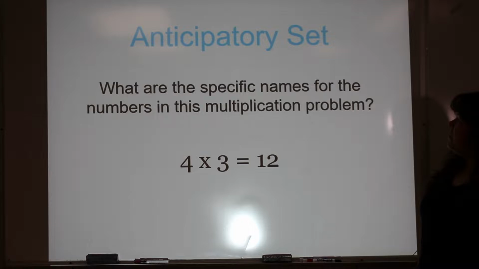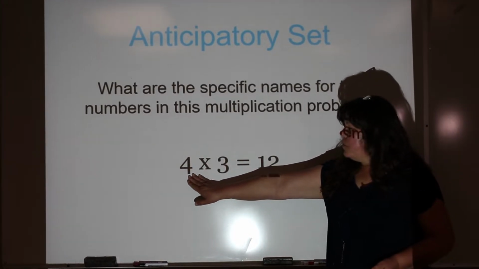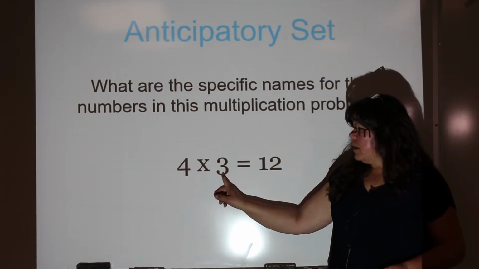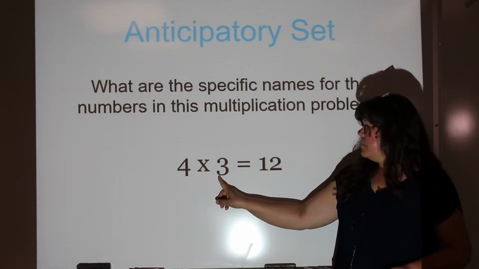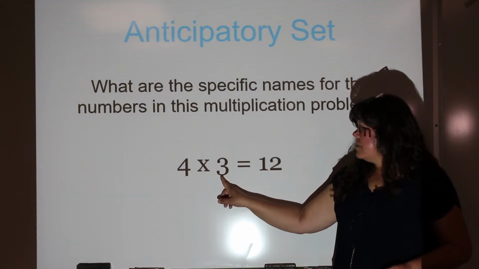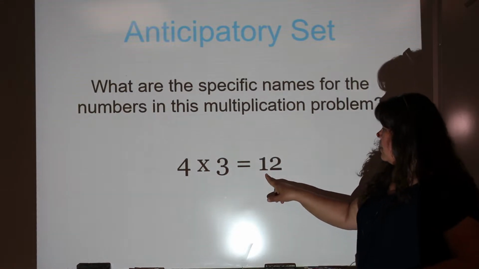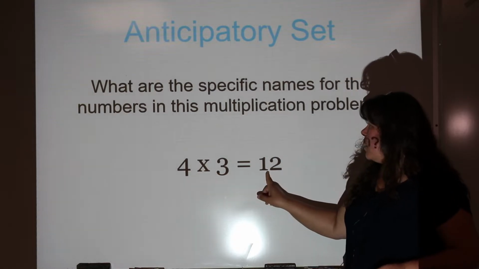So what are the specific names for the numbers in this multiplication problem? What would these two numbers be considered? Besides being a 4 and a 3, both of these are called factors. And when we have factors, our answer is called the product. Okay, so factors and our product.